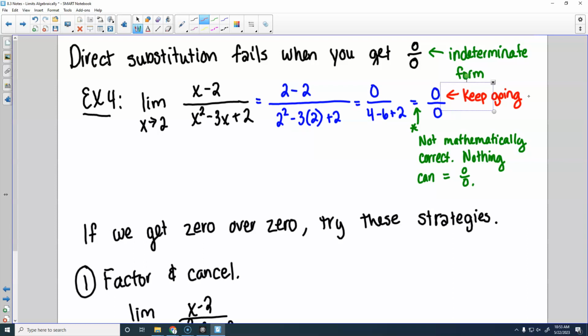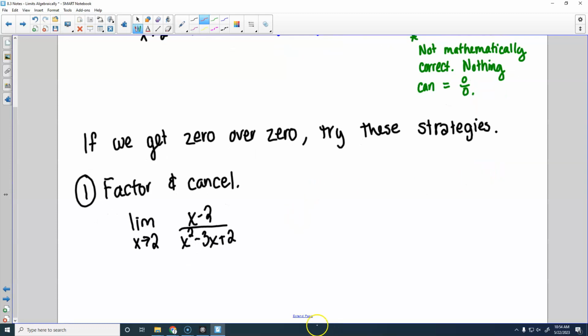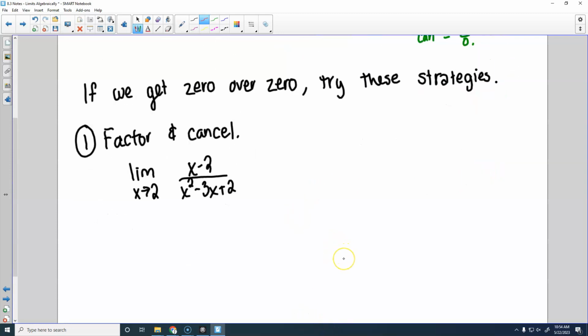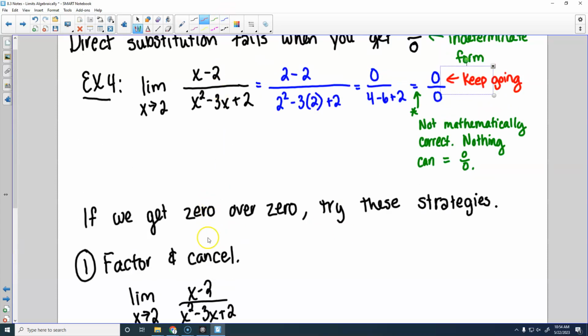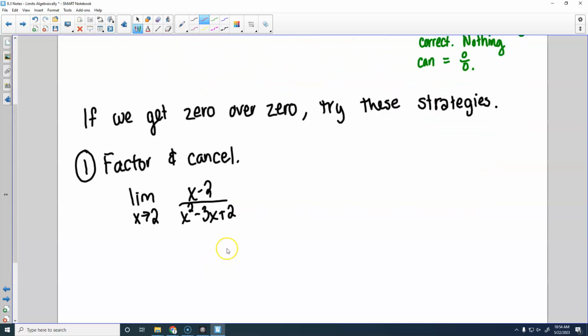So, let's talk about what the something else is, what you're going to do if you're trying to figure that out. The first strategy that we're going to talk about is factoring and canceling. Every time you should plug in the number because it might be direct substitution. You can do this in your head. You don't necessarily have to write it down, but you should plug in the number. We just did, because this is the same problem that we had on example 4. So we have already checked. We're getting 0 over 0.